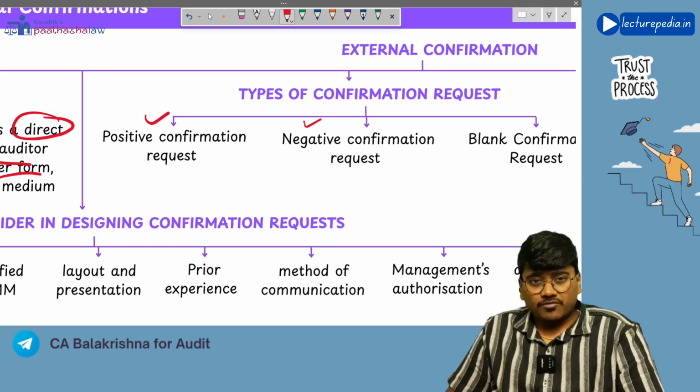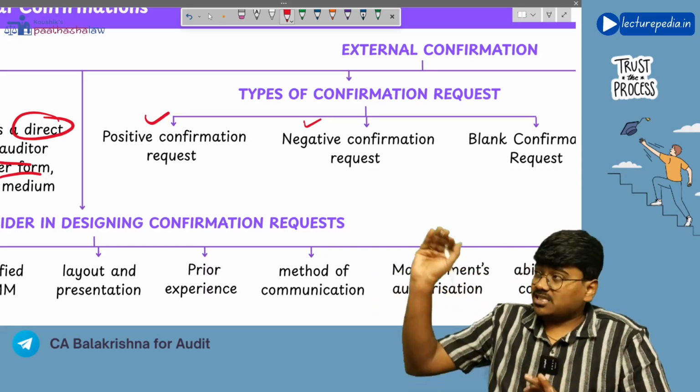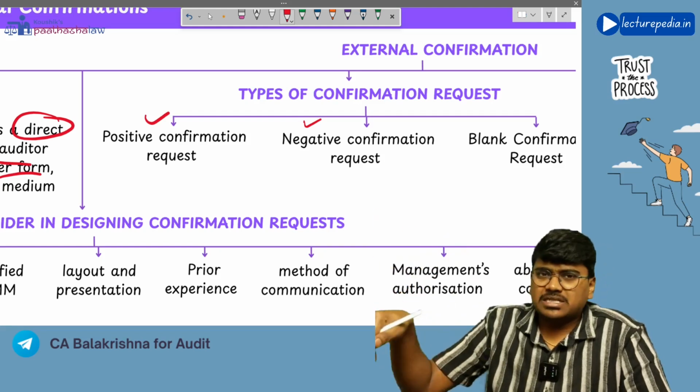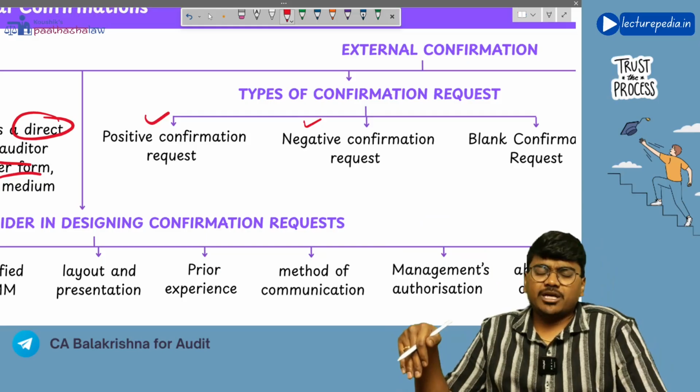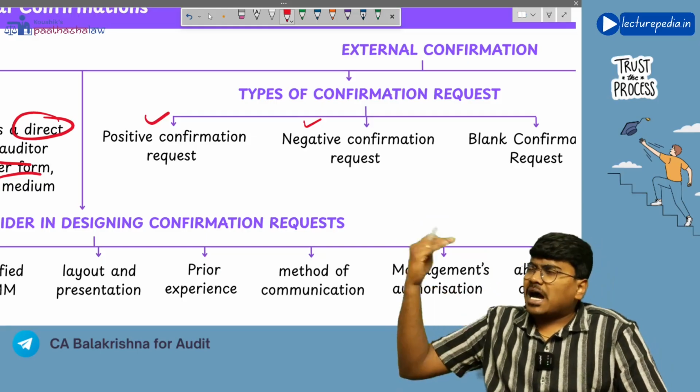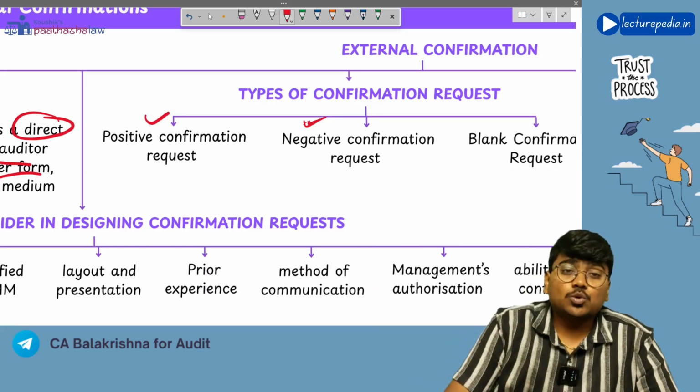In case of a negative confirmation request, while giving the request, you will tell the third party: you respond to this request only if you don't agree to the information that is present in this request. If you agree, you don't respond. If you don't agree, then you respond to me. That is a negative confirmation request.